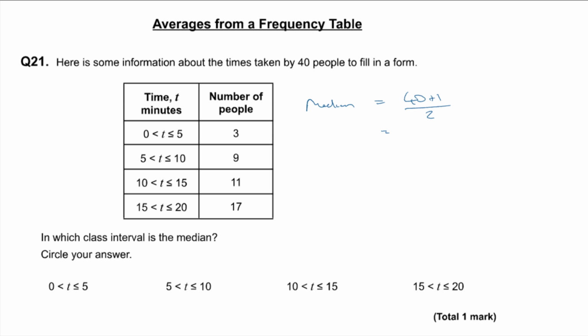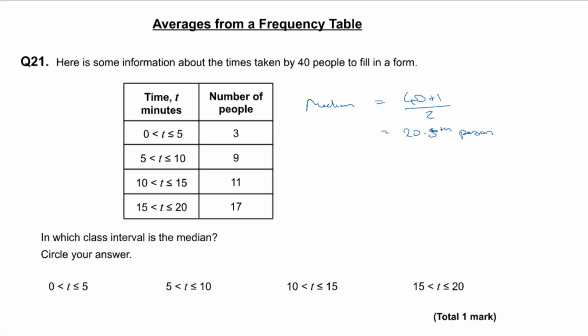So it's the 20.5th person in your list, or between the 20th and the 21st person. Okay, so if we can work out where the 20th person is and the 21st person, hopefully they're both in the same group, and then we could declare that one to be the median, or the median group. So where is the 20th person?